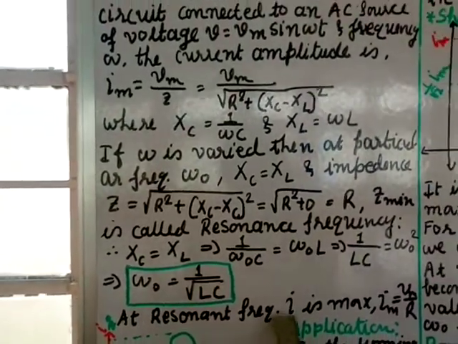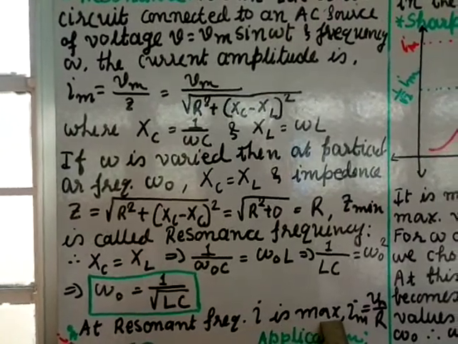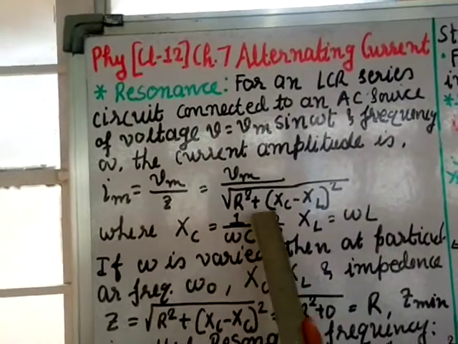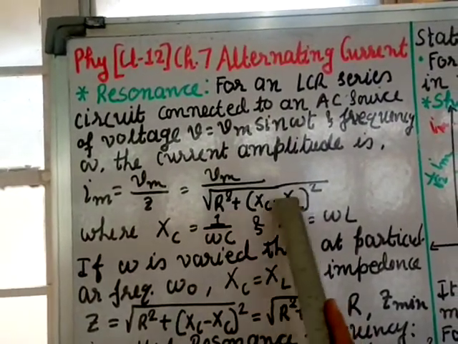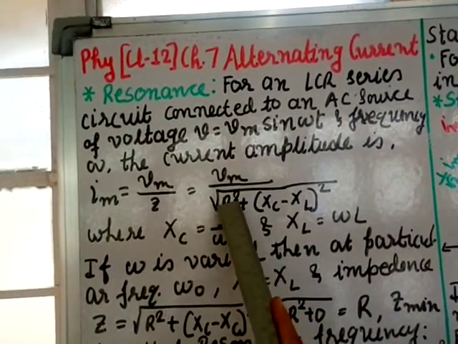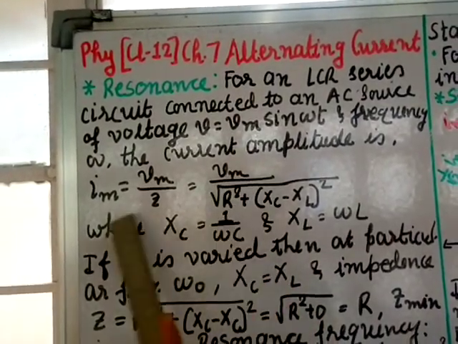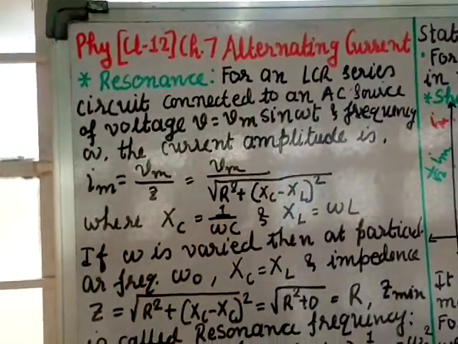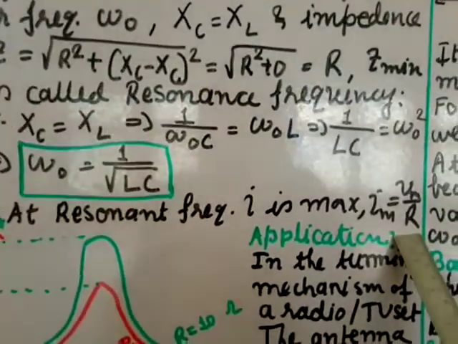At resonance frequency, current is maximum: Im = Vm/R. Here we can see that if these two are equal, this term becomes 0. That means what remains is Vm divided by the square root of R², and the square and square root cancel, so Vm/R. So here the current becomes maximum. That means this circuit behaves as if it has only a resistance, the resistor R.